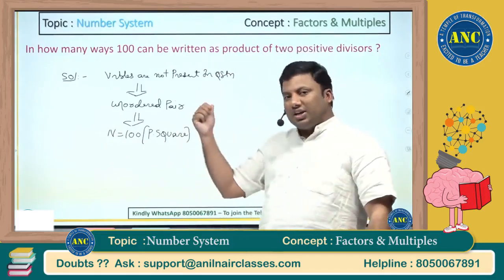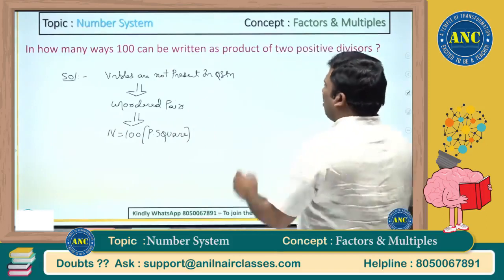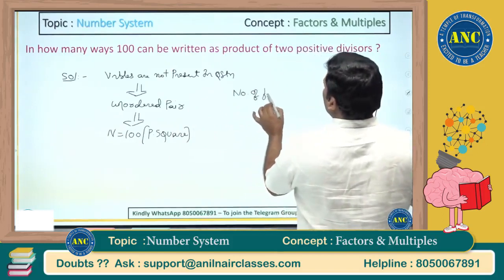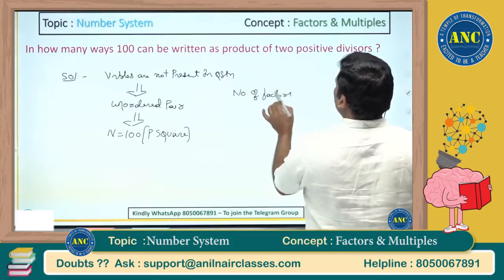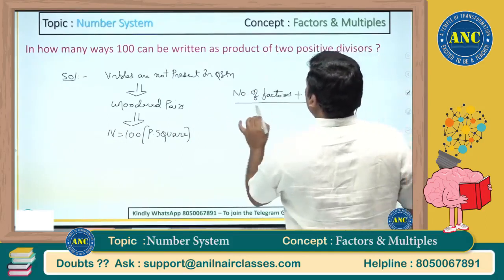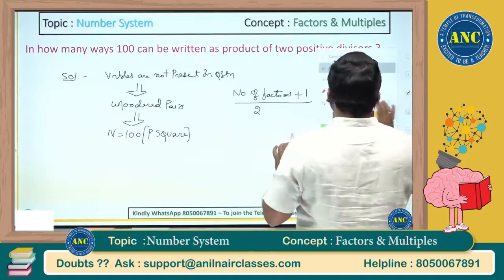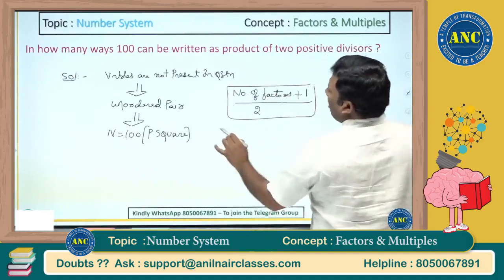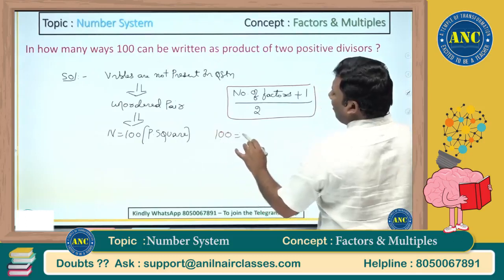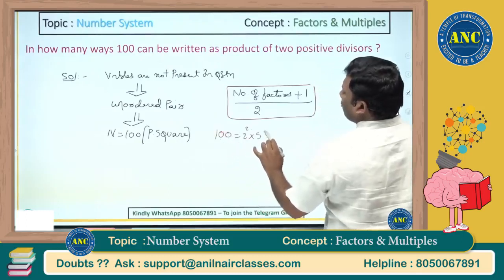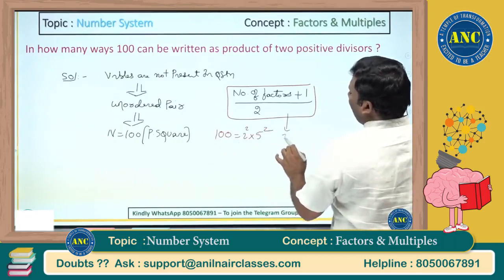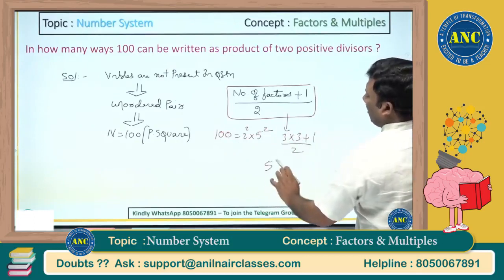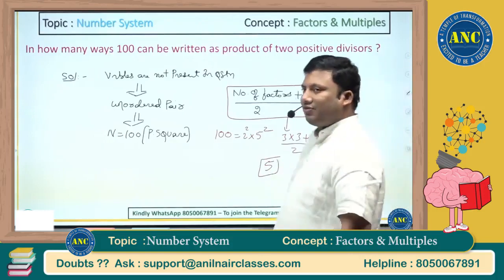Is the word distinct present in the question? No. So by default the answer will be (number of factors plus 1) whole divided by 2. 100 is 2 squared into 5 squared. Number of factors will be 3 into 3, so (9 plus 1) by 2, which is 10 by 2. The answer is 5.